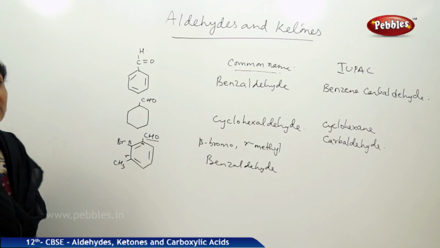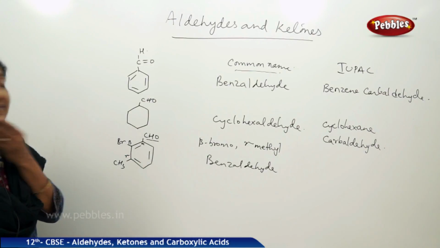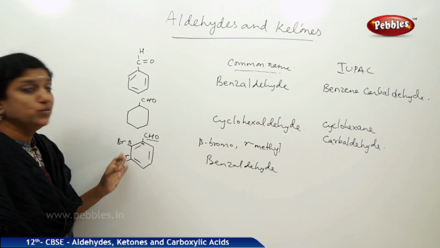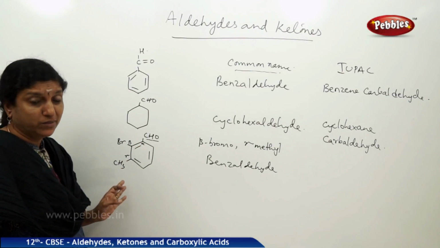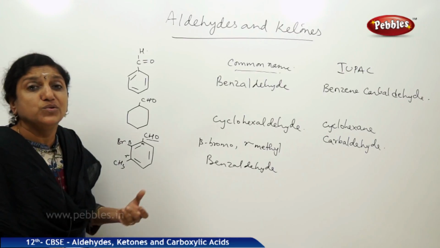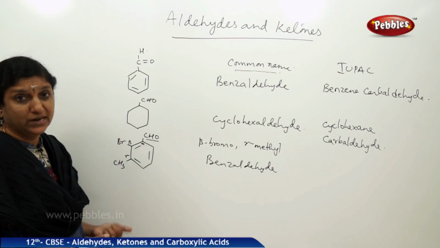Now how do you think we are going to name it in the IUPAC system? The only difference here is that instead of using the symbols alpha, beta, gamma, in this particular system we use the numbers 1, 2, 3 and so on.